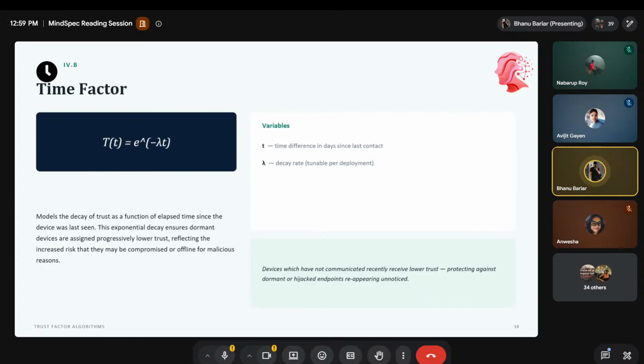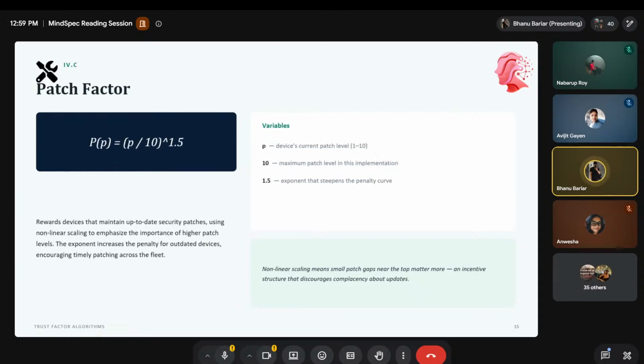Even an active device may still be insecure if it is running outdated software. Therefore, the next factor concerns software maintenance. That is the patch factor. The second trust component evaluates the device's patch status. One of the most common causes of cybersecurity incidents is delayed software updates.